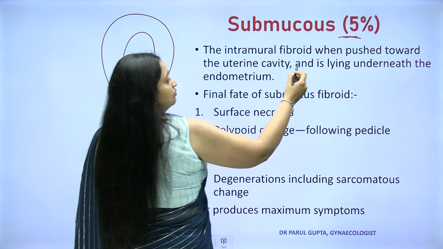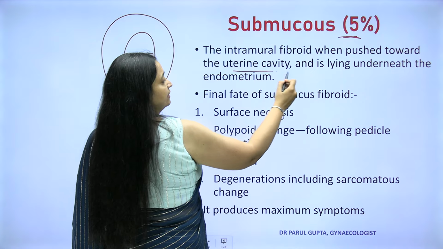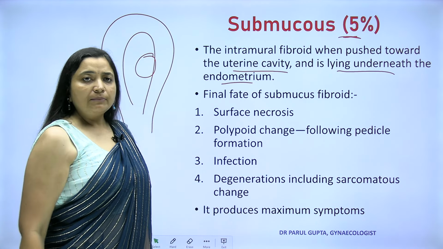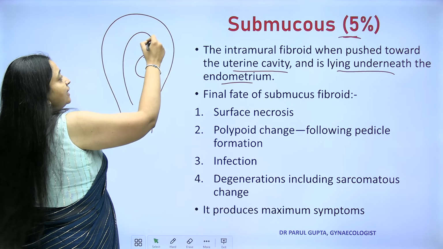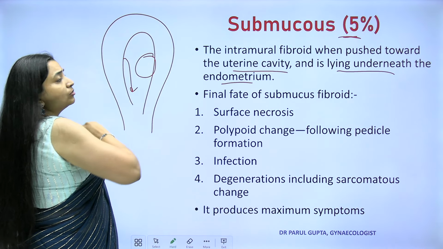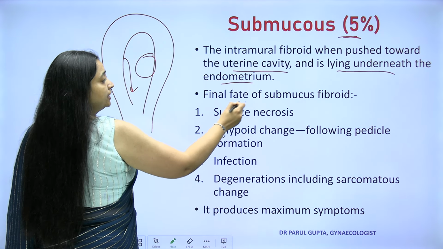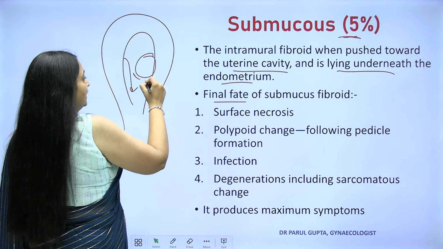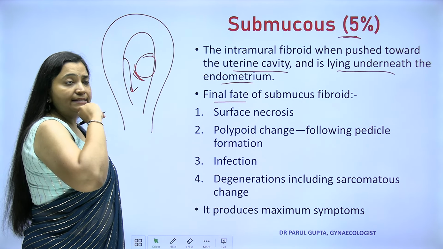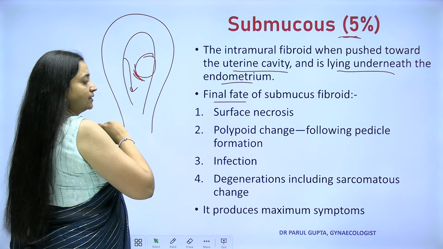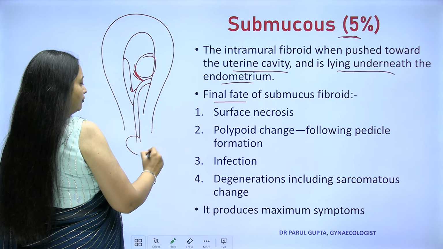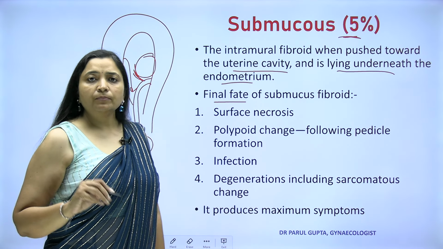The intramural fibroid, when pushed towards the uterine cavity and lying underneath the endometrium, becomes a submucous fibroid. Now, if we understand that the whole functional thing is going on over here, the menstrual cycle is going on over here. So the final fate of submucous fibroid: it can get necrosed. On the surface area here, the blood supply is very less, so necrosis may occur. Sometimes it becomes a polyp and starts coming out from the os, causing extreme problems to the patient.